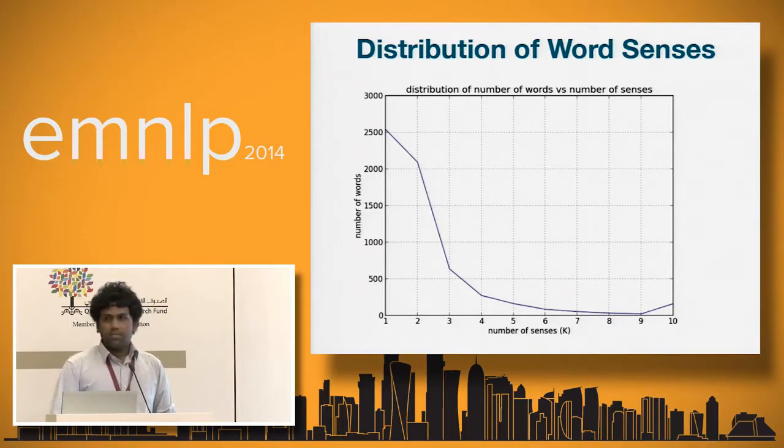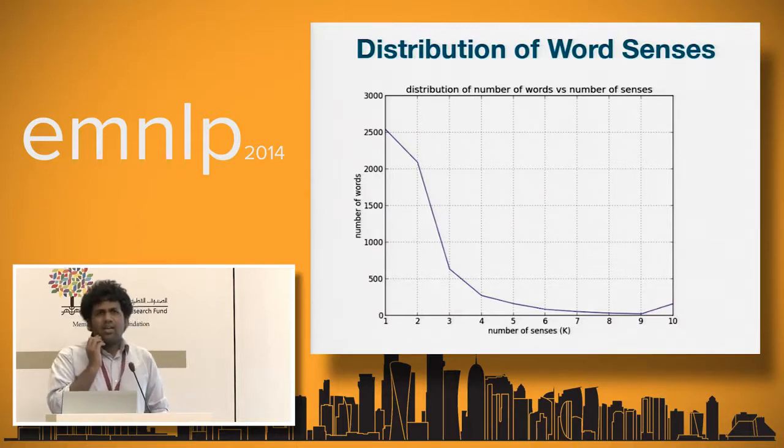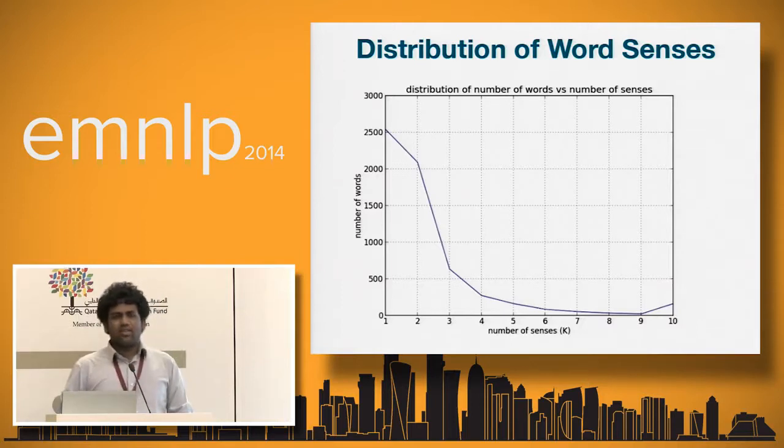Yeah. So a related question to what he just asked. Have you seen how many senses you are inducing when you compare with some lexicographic resource like WordNet? WordNet, yeah. WordNet has like 20 senses for words like take or things like that. We don't get that.